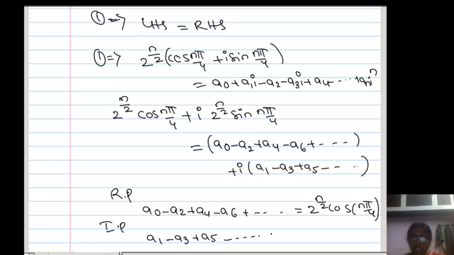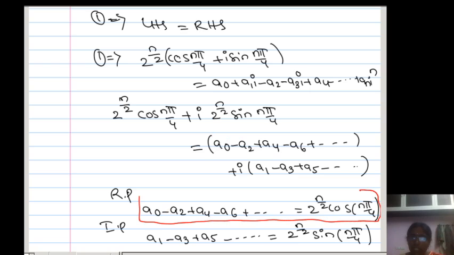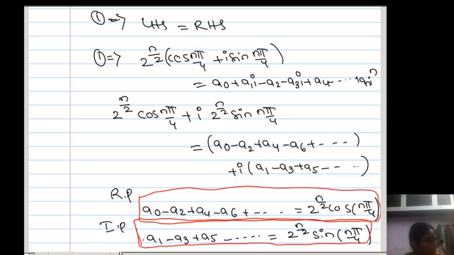So what are you getting finally? The imaginary part on the LHS is 2 power n by 2 sin n pi by 4. Comparing both sides, if you equate the real parts of the two complex numbers, you will get this relation between RHS and LHS. If you compare the imaginary parts, you will get this one. I think this is all we are required to prove in this problem.